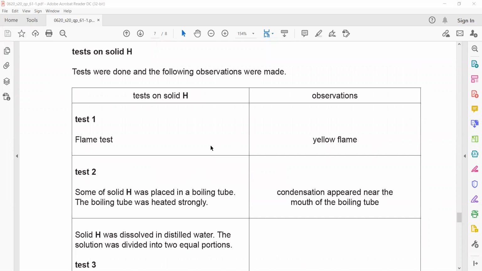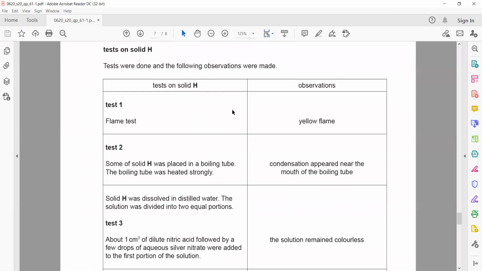Test on solid H. Another solid is there. Tests were done and the following observations were made. Flame test. If it gives a yellow flame, it gives an idea that there's sodium. Some of solid H is placed in a boiling tube. It was heated. Condensation appeared. So if condensation formed, what does it give an idea of? It gives an idea this is a hydrated salt.